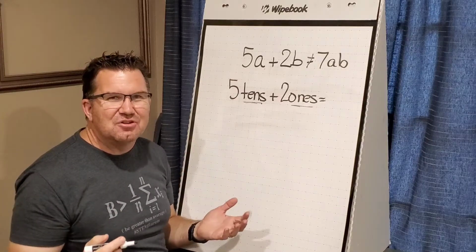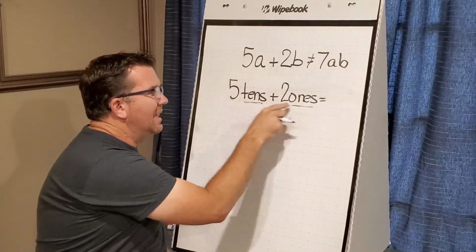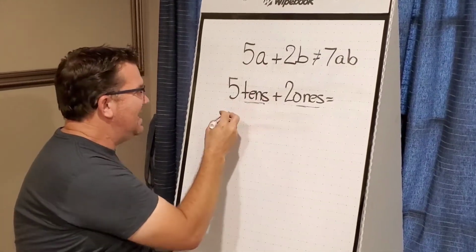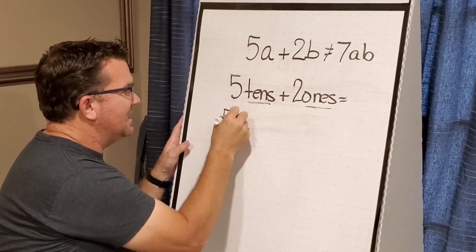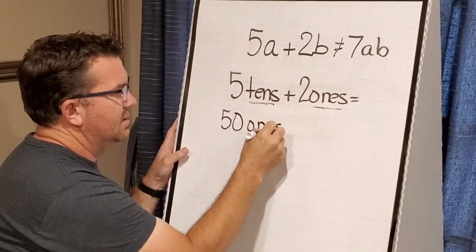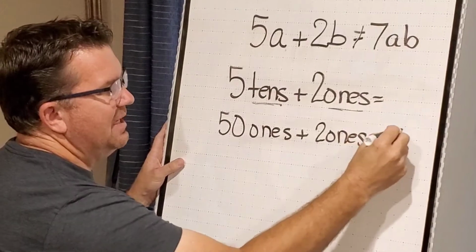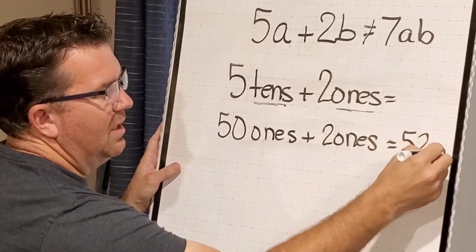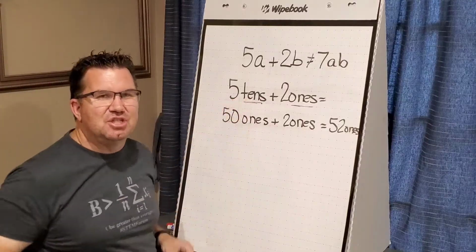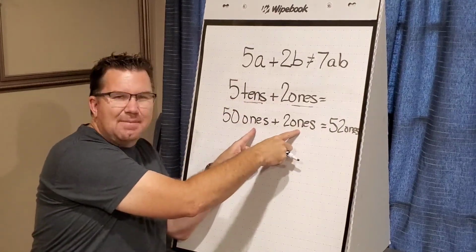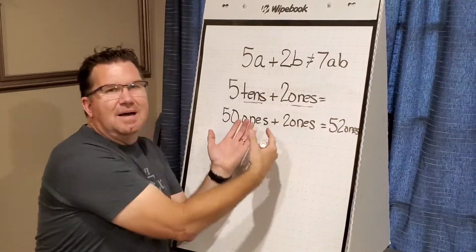What we have to make sure that we're doing is we are counting the same object. Instead of 5 tens, I have to think of it as 50 ones plus 2 ones, which then gives me 52 ones. Because I was able to change the 10 to ones, I was able to make these the same object in order to combine.